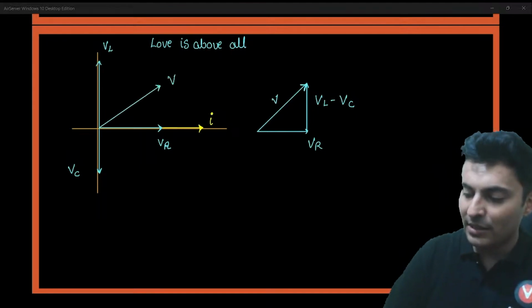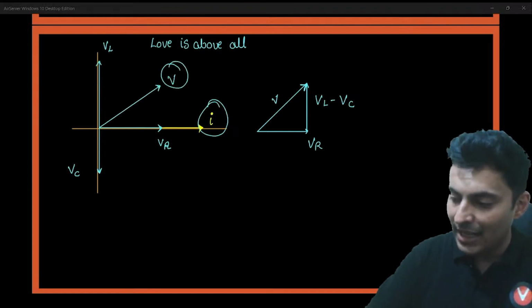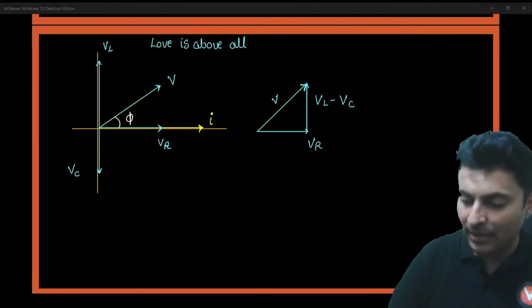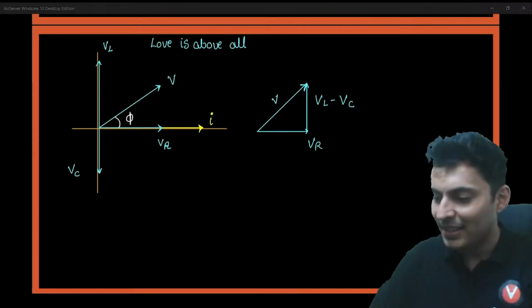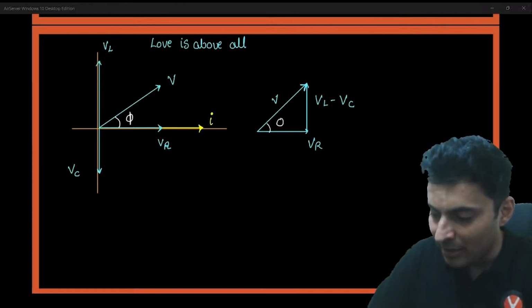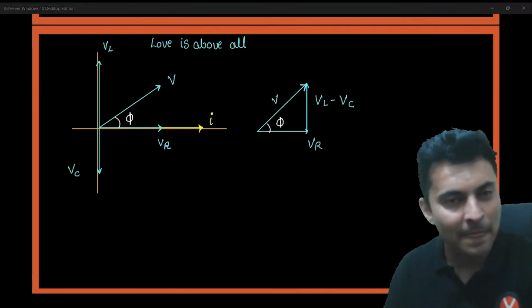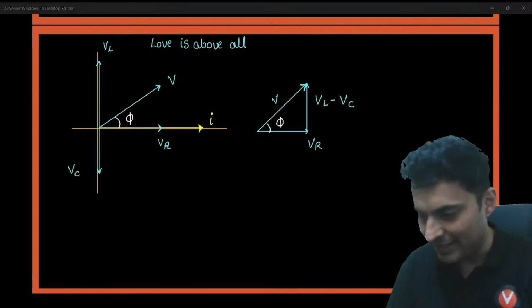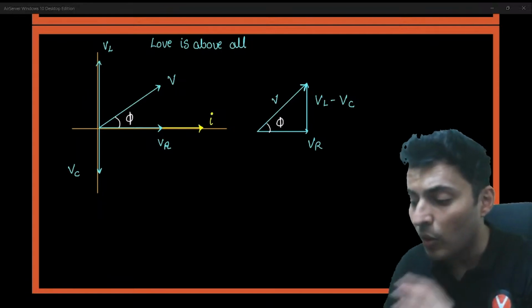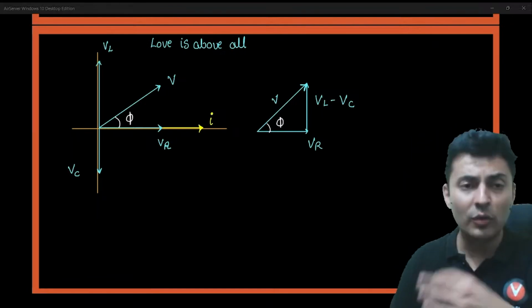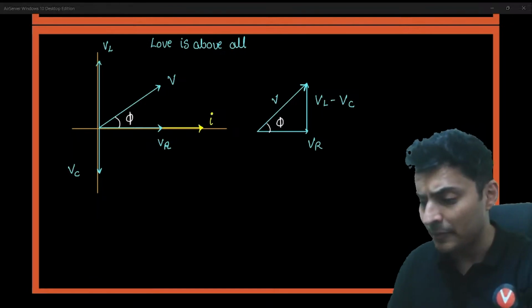So now you can see the total voltage and the current have some phase difference between them right over here. As simple as that. Clear? Perfect. This is how you're going to draw the voltage phasor diagrams for an LCR AC circuit.